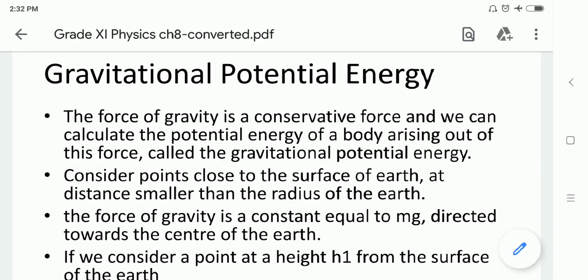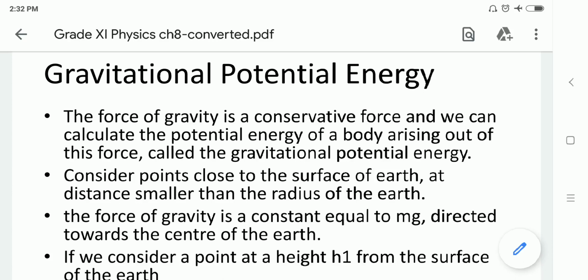For that, let us consider the surface of Earth, the points very close to the surface of Earth at a distance smaller than the radius of the Earth. So the force of gravity is constant, that would be equal to mg, directed towards the center of the Earth. Now let us consider a point at height h1 from the surface of the Earth and another point vertically above it, at height h2.